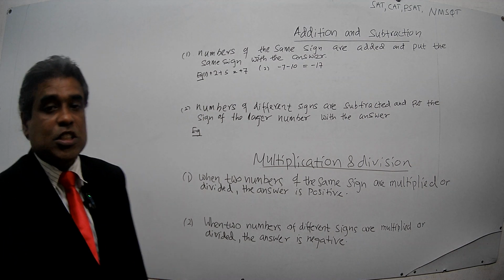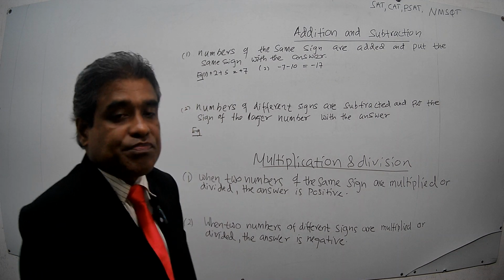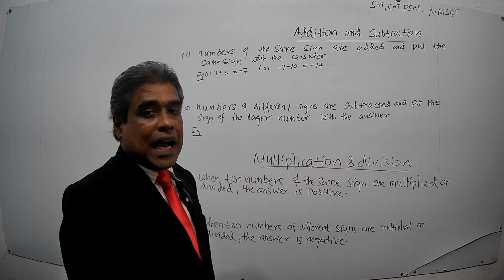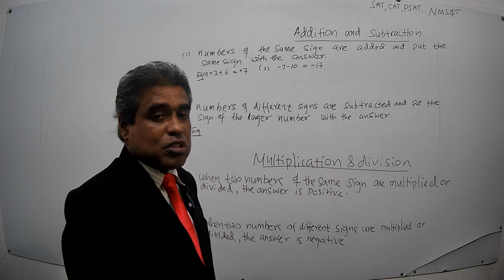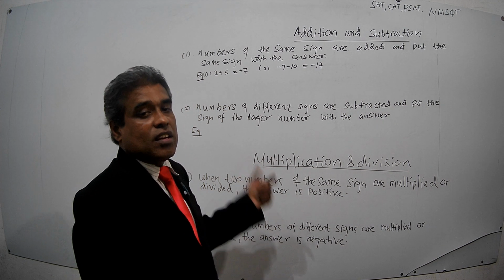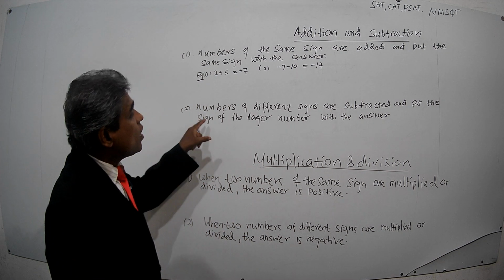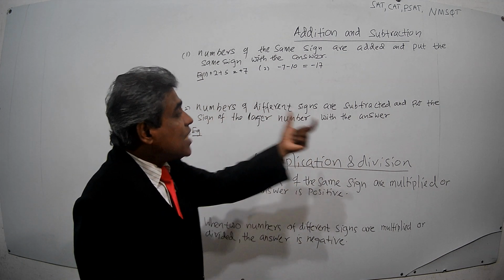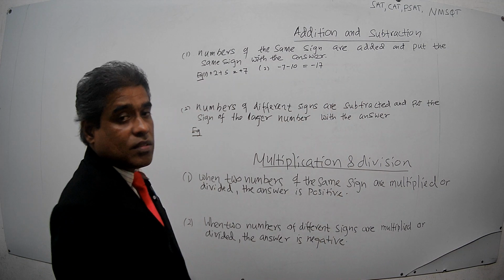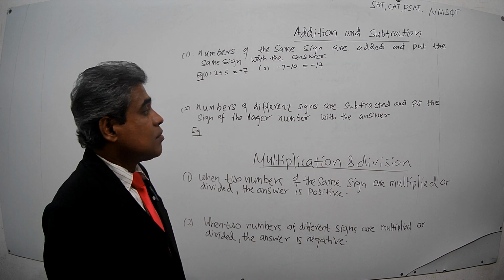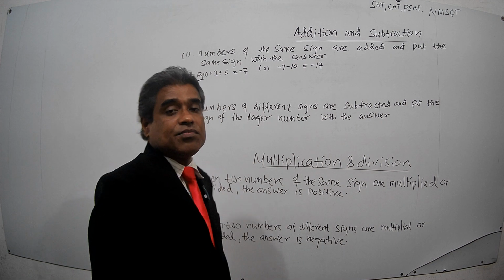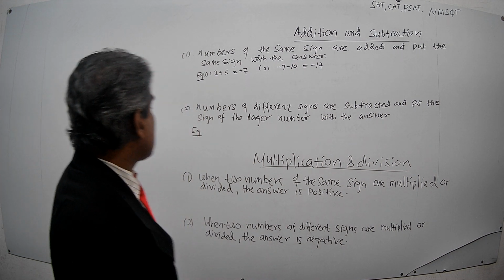That is the principle. The second rule that applies to the addition and subtraction of directed numbers is for when the two numbers have different signs. When the two numbers have different signs, you subtract the two numbers, look at the sign of the larger number, and put the sign of the larger number in the answer. That is the second rule.